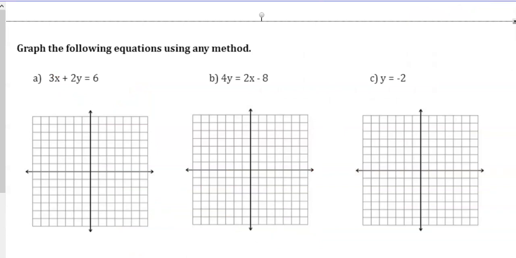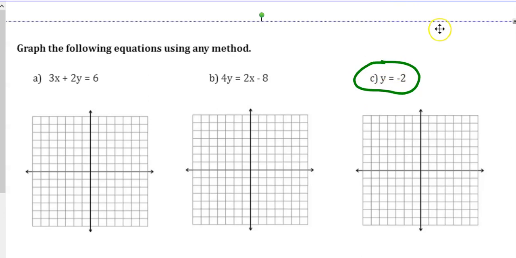A couple things here in terms of graphing. Notice the directions here say use any method. So you could make a table, you could solve it for y, whatever you would like to do. I would suggest as you're doing these for your homework that you choose a variety of them. Don't do them all the same way. Do some of them solving for y, do some of them making a table. Okay, I want to tackle C here though, because it's a special case.